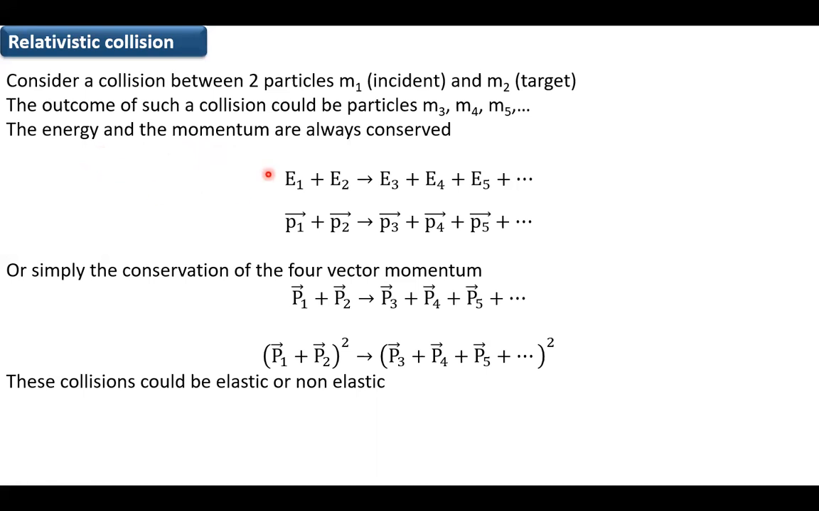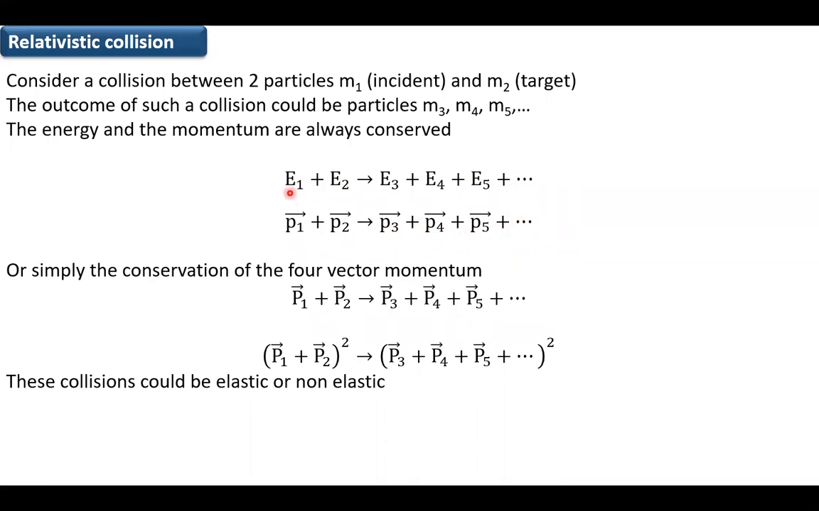So the initial energy before collision, E1 plus E2, should be equal to the sum of energies after collision, E3 plus E4 plus E5, etc. And this is the 3D momentum, which is why it is noted by a lowercase p. p1 plus p2, the sum of momentums before collision, is equal to the sum of momentums after collision.